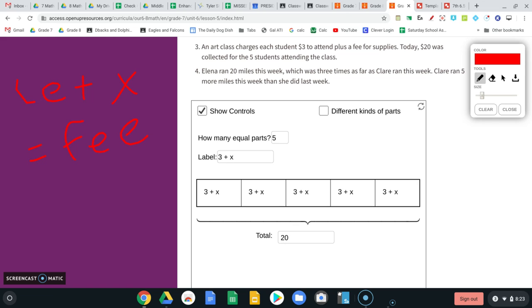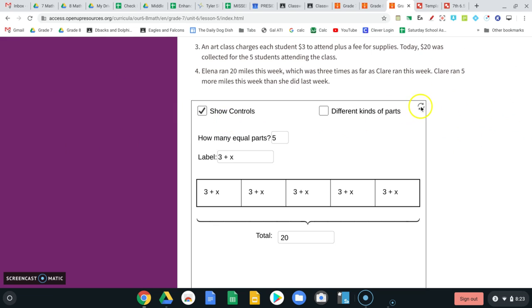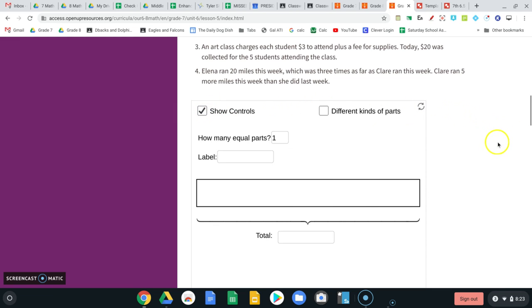Elena ran 20 miles this week, which was 3 times as far as Claire ran this week. Claire ran 5 miles more this week than she did last week. Okay, pause the video here, then come back, compare what you've got to what I've got. Okay, Elena ran 20 miles this week. So that's our total again. 3 times as far as Claire ran. So that clues us in. We've got 3 parts. Claire ran 5 more miles.